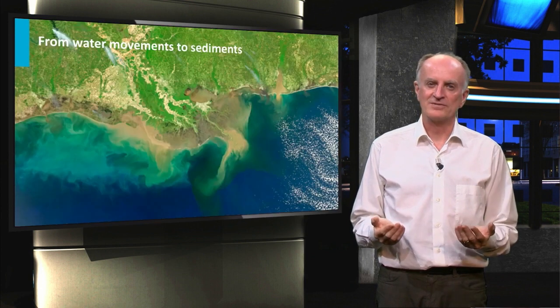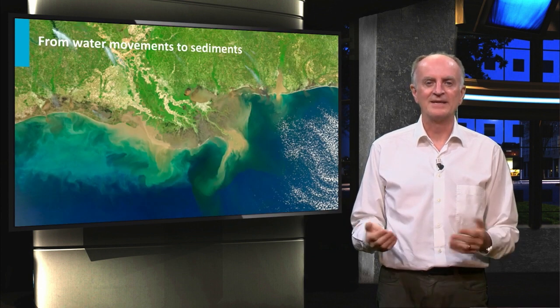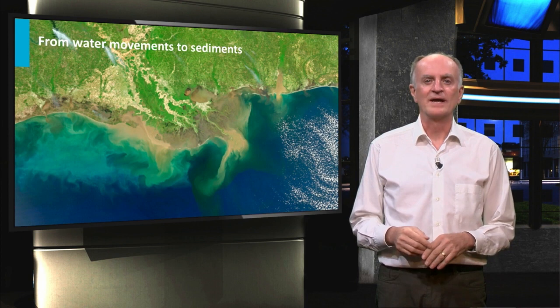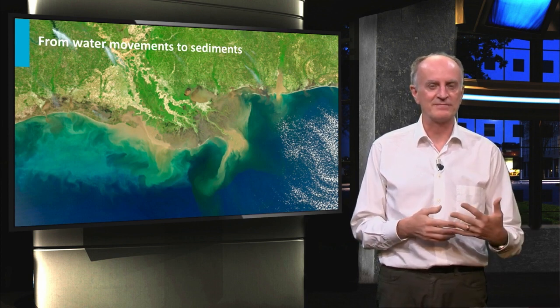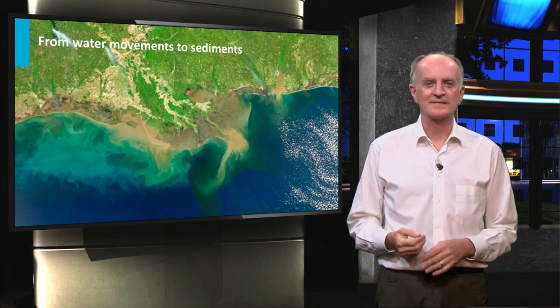We've seen the morphology at sea and the processes guiding the movement of water masses. We are now ready to see what happens with the sediments which are being transported by the rivers and delivered by deltas and estuaries.